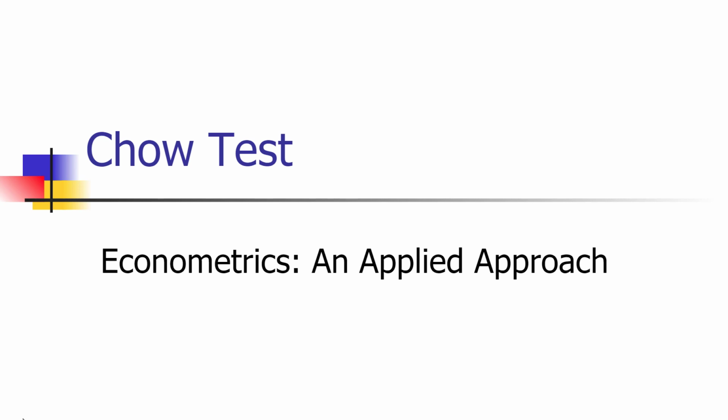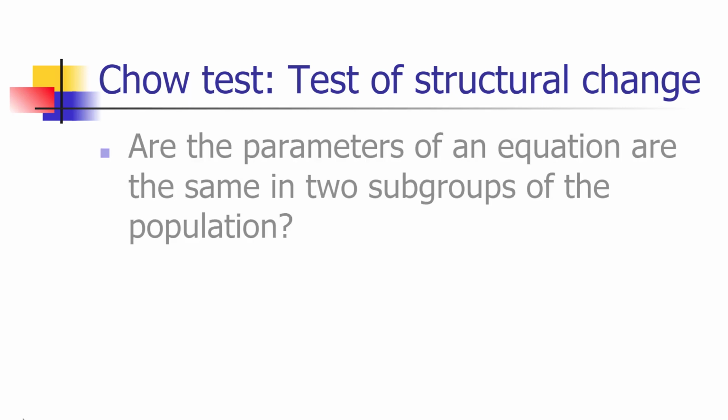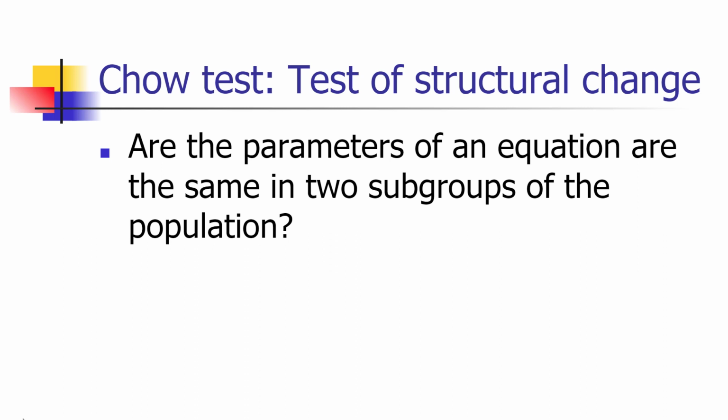In this video, we're going to discuss the Chow test. The Chow test is designed to be a test of structural change. Specifically, you use the Chow test if you want to determine whether the parameters of an equation are the same in two different subgroups of a population.